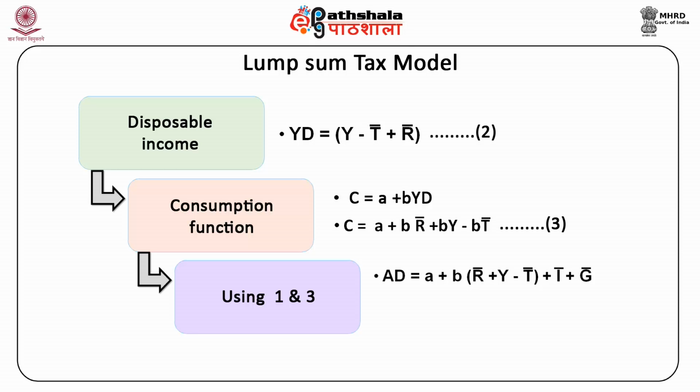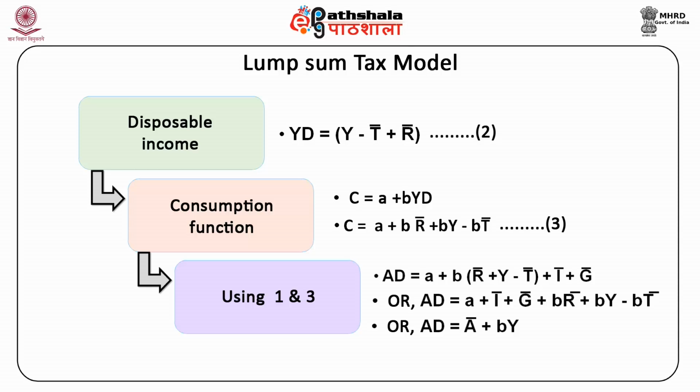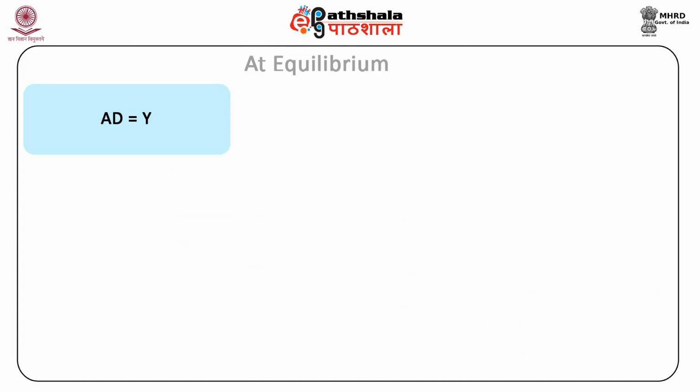Hence, planned demand equation using 1 and 3 is given by AD equals A plus B into bracket R bar plus Y minus T bar bracket close plus I bar plus G bar, or AD equals A plus I bar plus G bar plus BR bar plus BY minus BT bar, or AD equals A bar plus BY. This is equation 4, where A bar equals A plus I bar plus G bar plus BR bar minus BT bar.